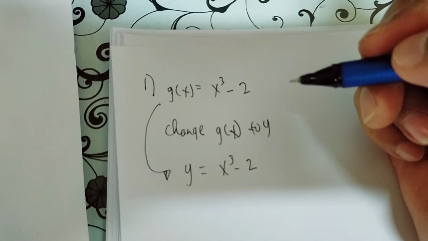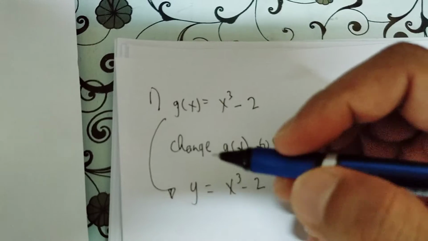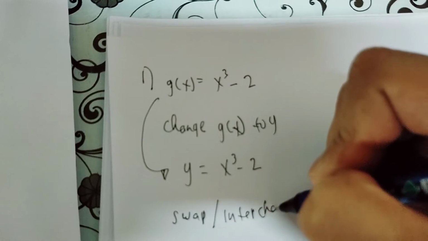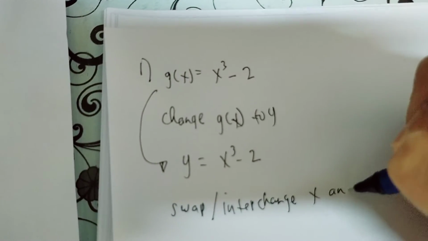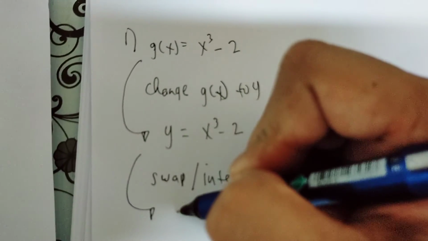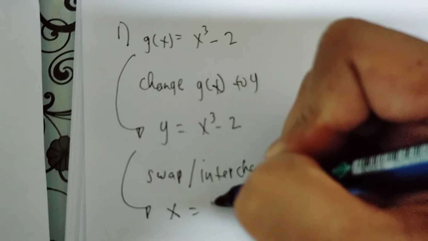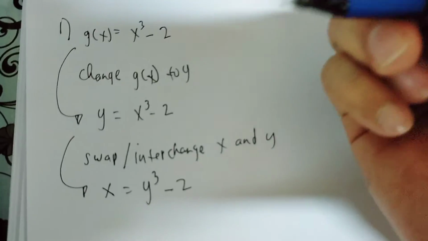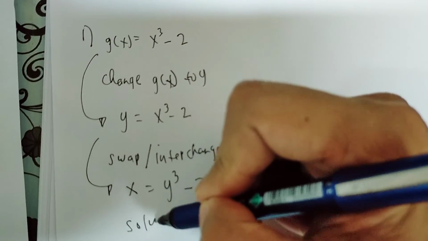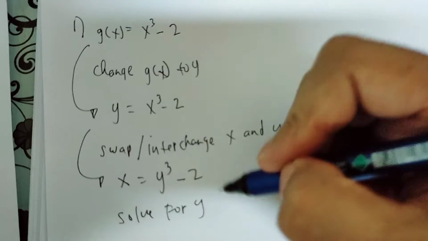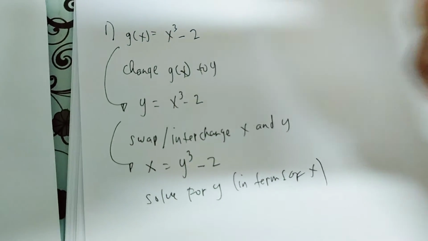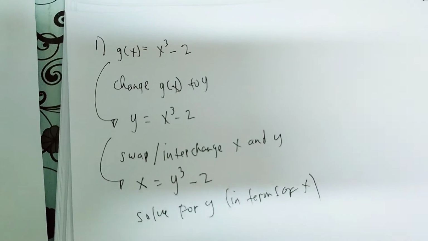Ayan, may point na kayo every step. Second step, hindi pa kayo nag-compute doon, no? Second step is swap or interchange x and y. So, hindi pa rin kayo magsasolve dito. Another point ito, no? Si y magiging x at si x cube magiging y cube minus 2. Swap or interchange. And third step is solve for y in terms of x. In terms of x. O yan, magsasolve na kayo niyan. Pero doon pa lang, meron na kayong point sa step 1 and step 2.